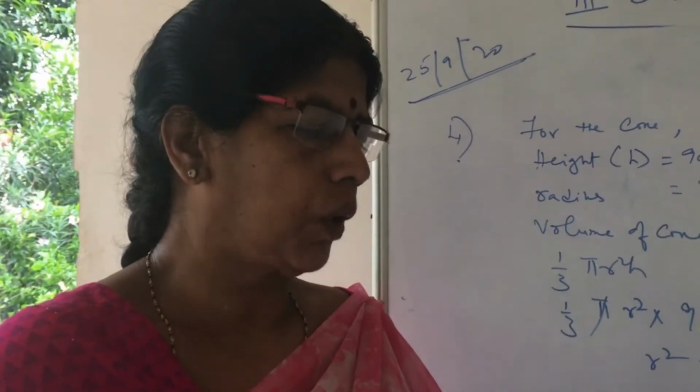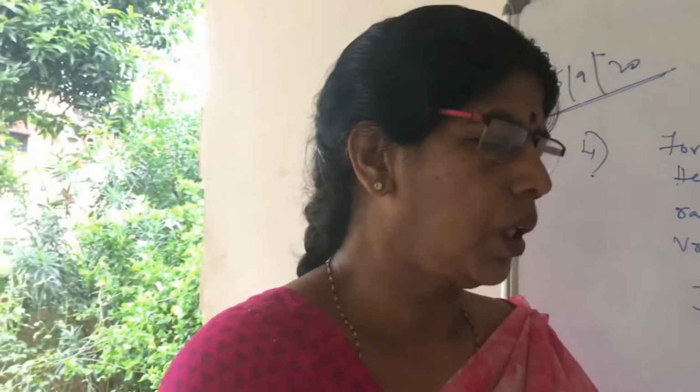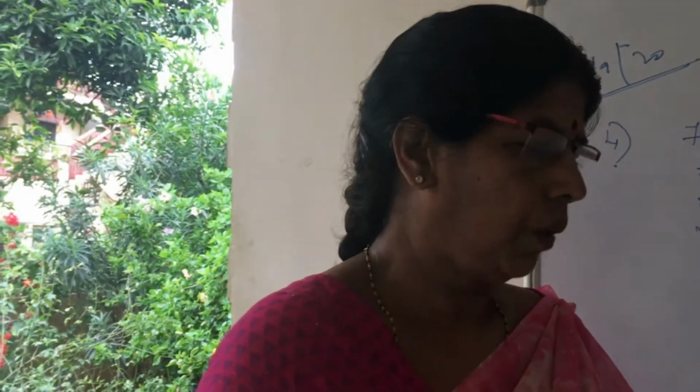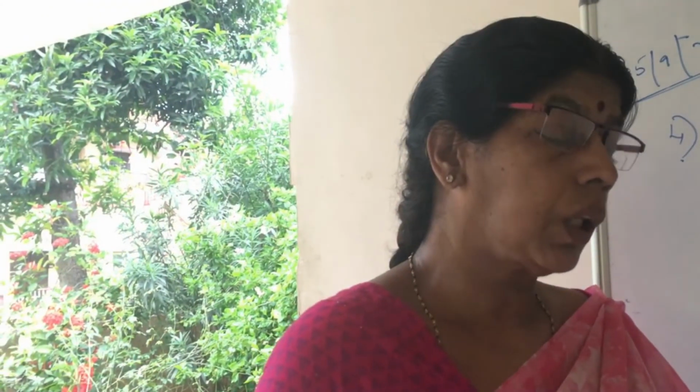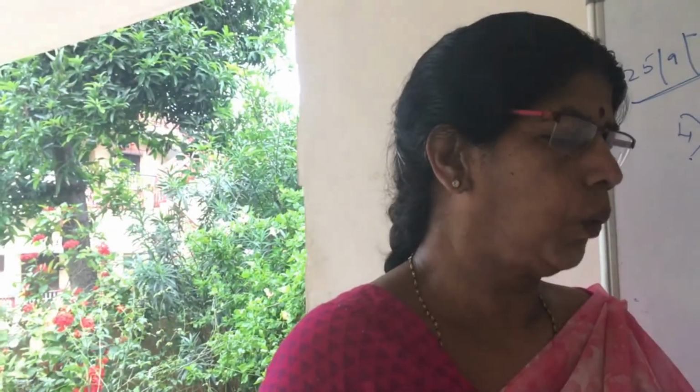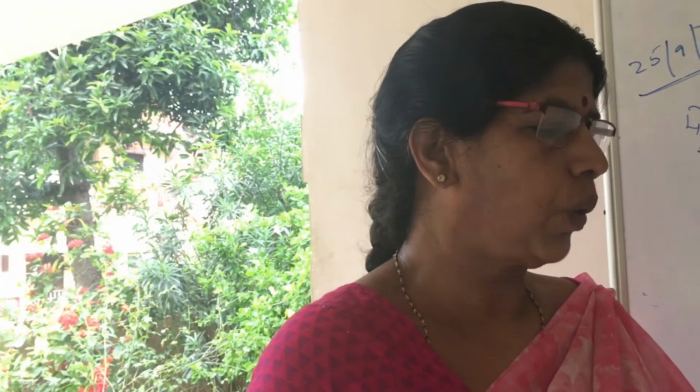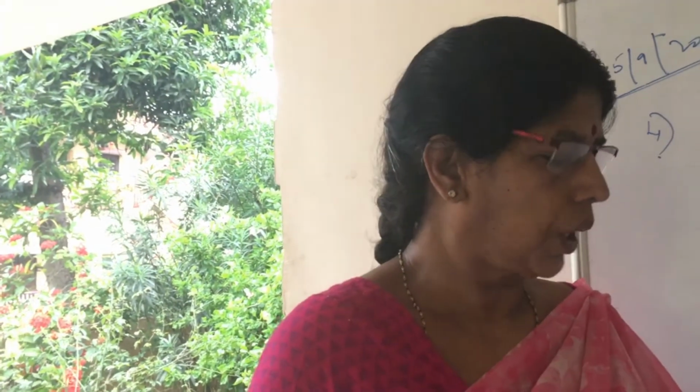Hope you have followed what we have done in the last class regarding the CSA, TSA, and volume of the cone. Volume of the cone is 1 by 3 pi r square h. So it is understood that the cone volume is one third of the cylinder. Cylinder volume is pi r square h. And the ratios will be 1:3.